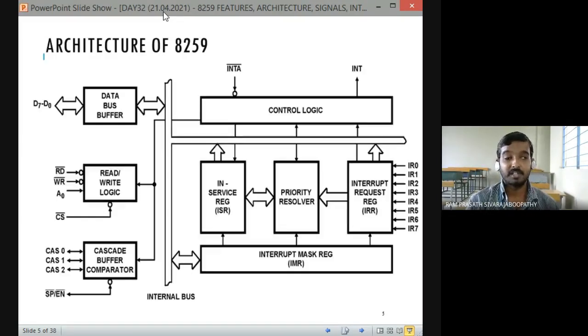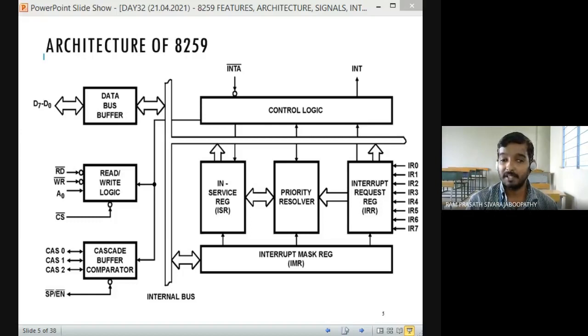So this is the architecture diagram of 8259. Already a few of the signals you people know very well. Can you type what you know about it? What about D7 to D0? Yes, data bus. For what purpose is the data bus available in 8259?